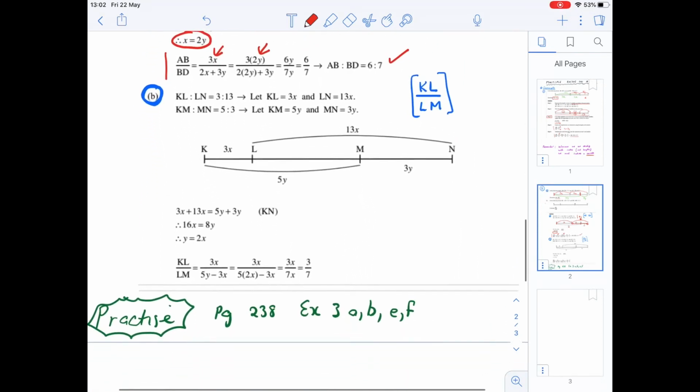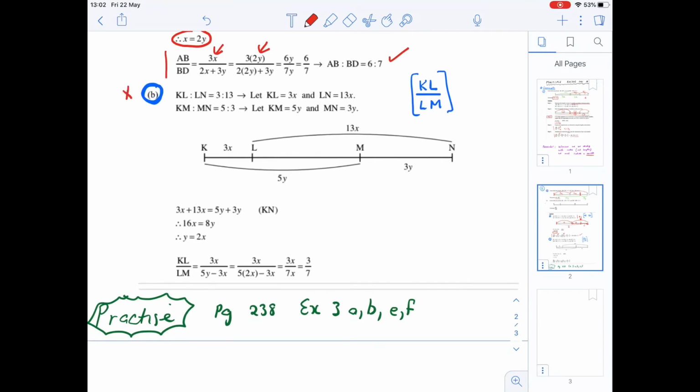Now, the next example, number B over here. KL to LN, let's just actually write this here. KL to LN is 3x is to 13x. And KM to MN, 5 is to 3.